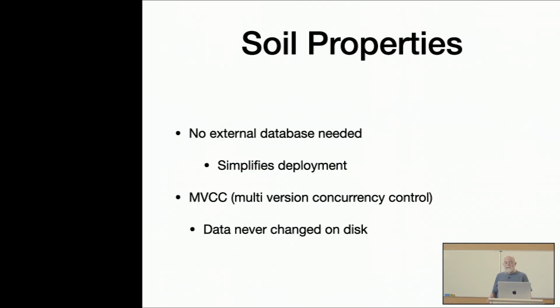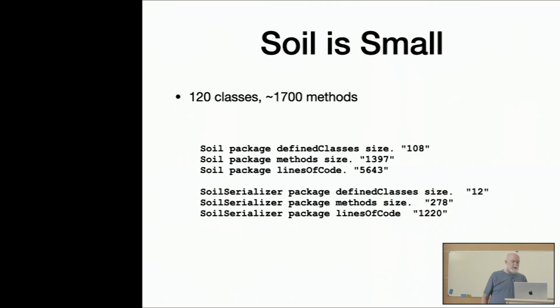So one of the most important properties of soil, and one of the reasons why it was developed, is that it does not need any external database. So contrary to all the other libraries like Voyage, for example, it does not rely on another process which is the database, but it actually is a self-contained library inside of Pharo that implements the database. And as I said, multi-version concurrency control, data is never changed.